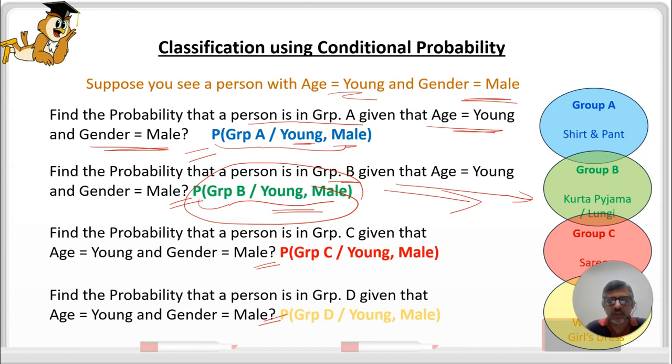Right? So this is logical. If you knew these 4 conditional probabilities, assigning the person to the one with the highest conditional probability is the way to go about it. That's obvious. The question now in everybody's mind is, how do you find these conditional probabilities? How do you find all of these 4 conditional probabilities?